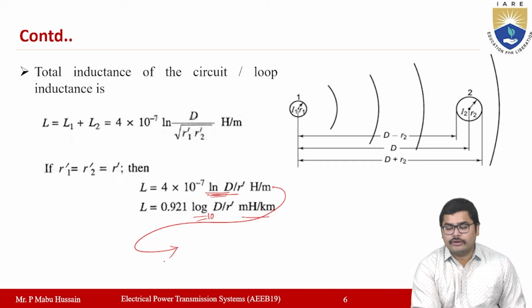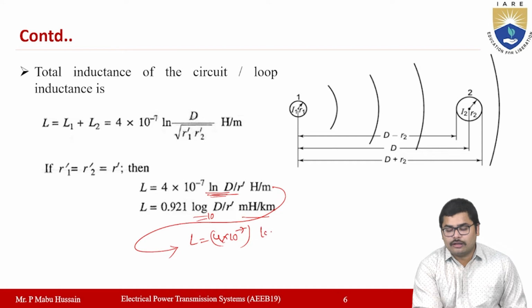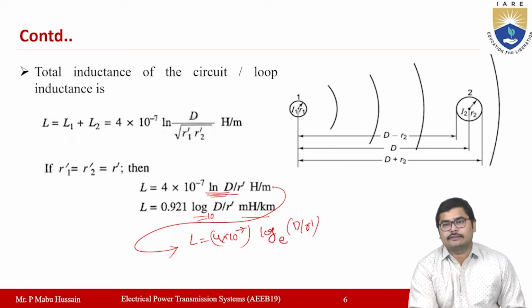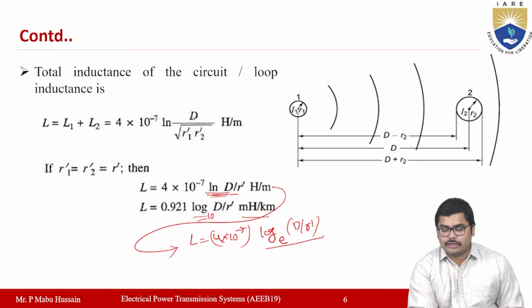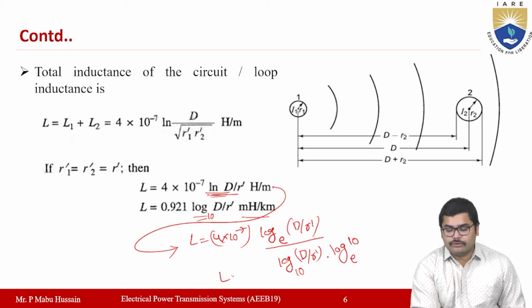See here, L is equal to 4 into 10 power minus 7, and ln is nothing but log to the base e. Now you can convert this ln into base 10 like this: log d by r dash to the base 10 multiplied by log 10 to the base e. So here we have 4 into 10 power minus 7.